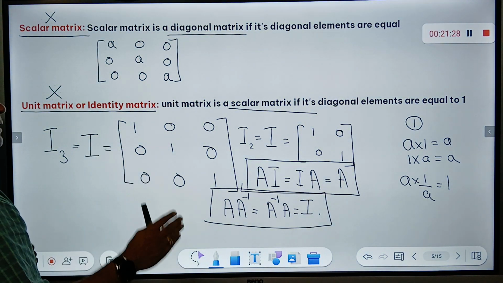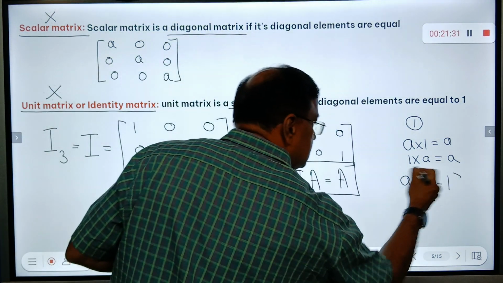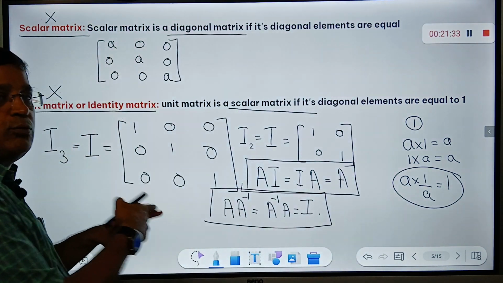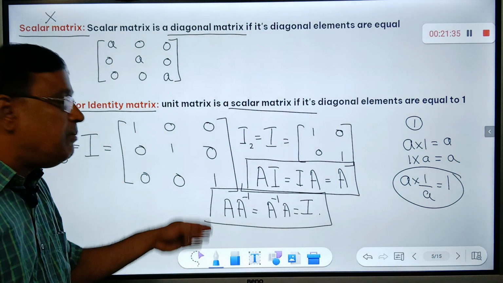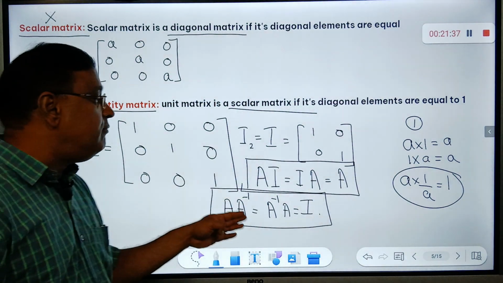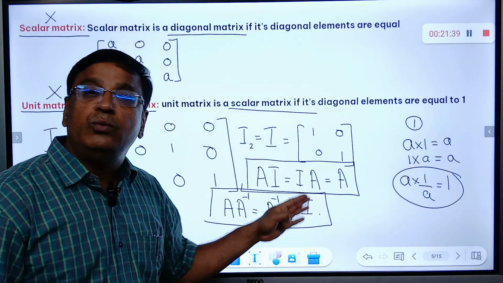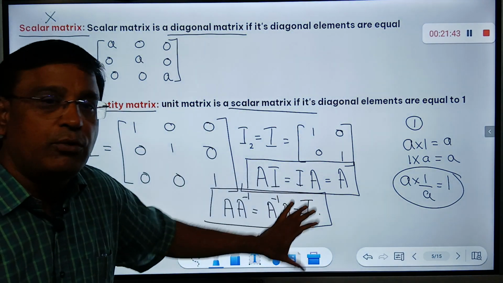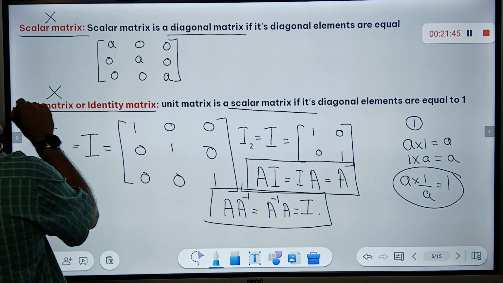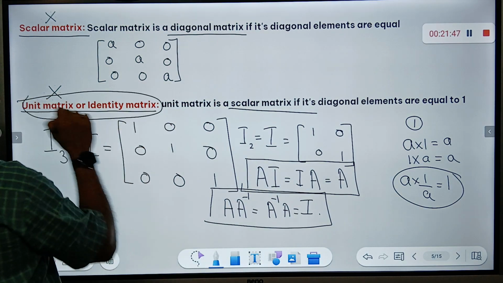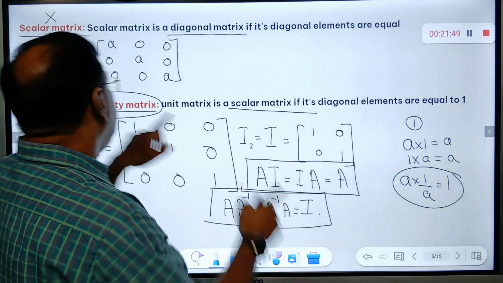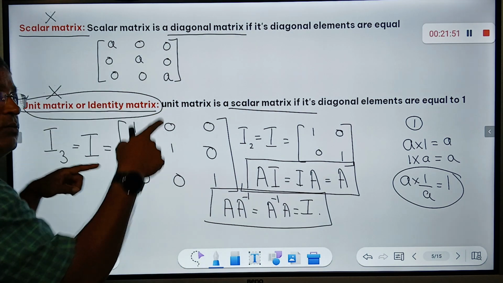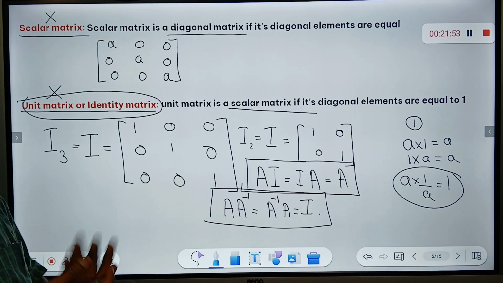But right now, you understand the result: A multiplied with A inverse, or A inverse multiplied with A, will always give you an identity matrix. So that is something very, very important. The identity matrix acts like the number 1 in real numbers. Here, the identity matrix is like the number 1 in the set of all matrices.